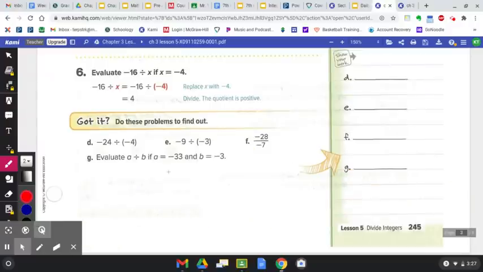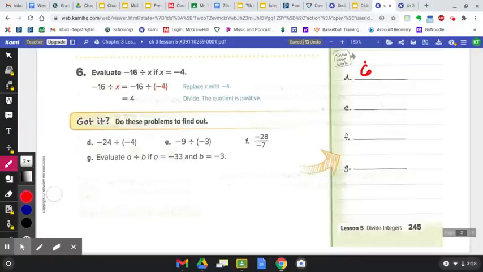All right, look over on page 245. We'll look at a couple examples where the signs are the same. Obviously, you've done division before with positive and positive, and the result was a positive. Well, it's the same if both signs are negative. Meaning, in example D here, -24 divided by -4 should be a +6.